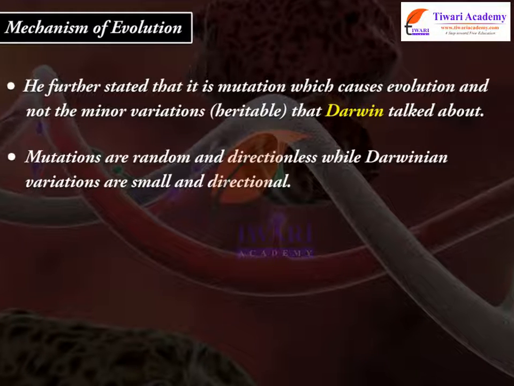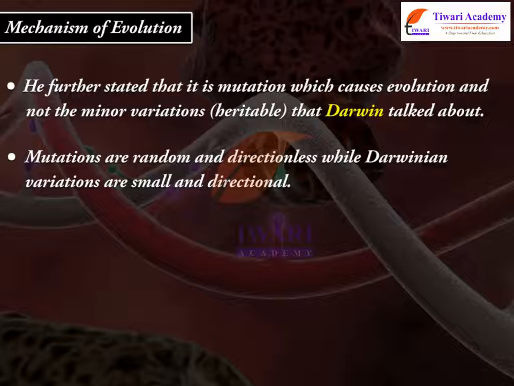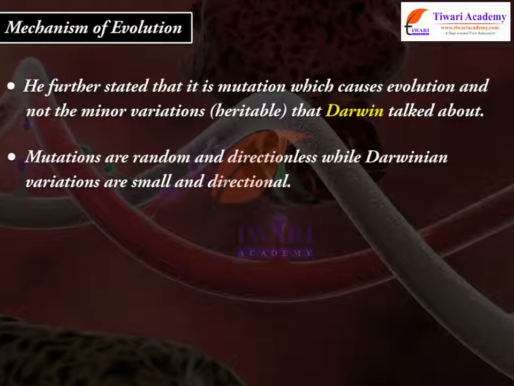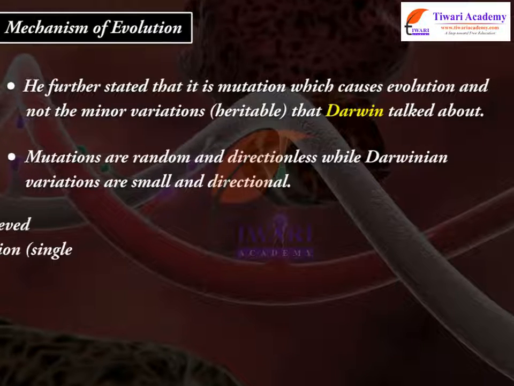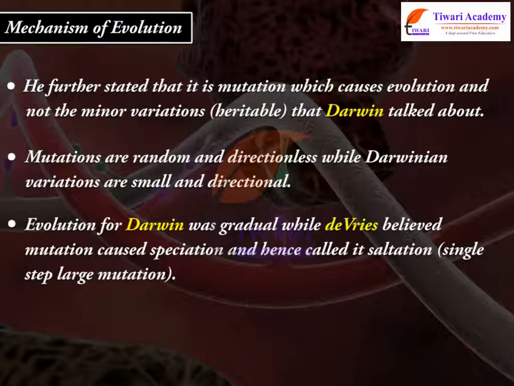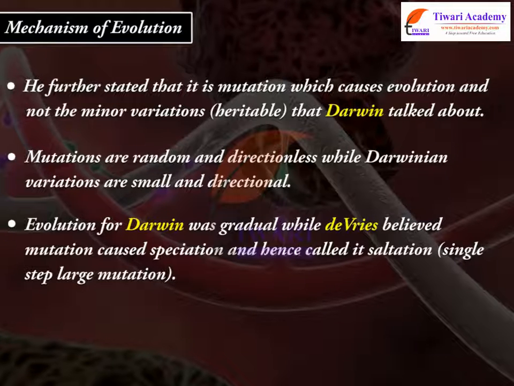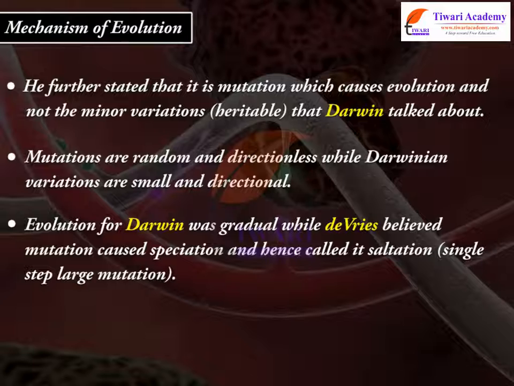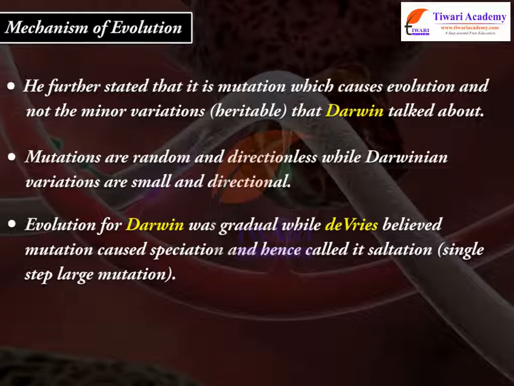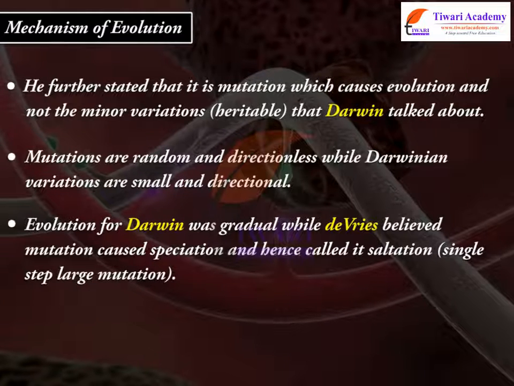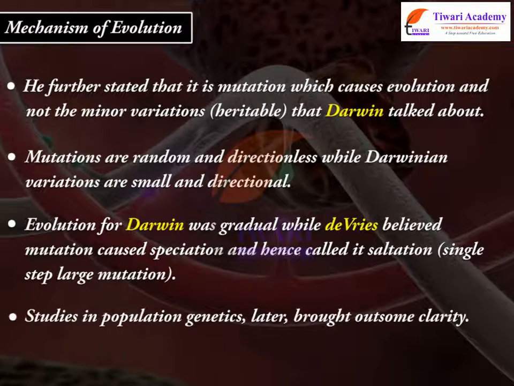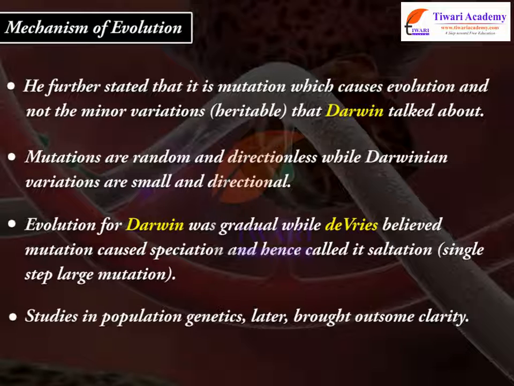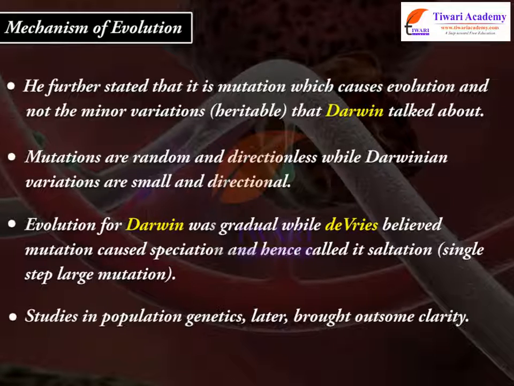Mutations are random and directionless, while Darwinian variations are small and directional. Evolution for Darwin was gradual, while de Vries believed mutation caused speciation and hence called it saltation, single-step large mutation. Studies in population genetics later brought out some clarity.